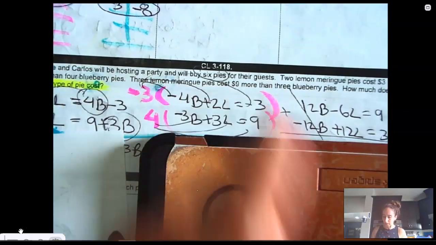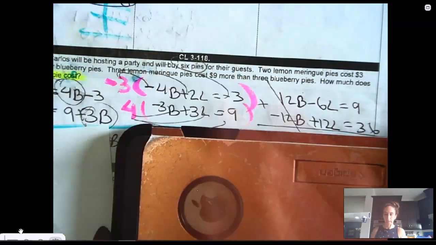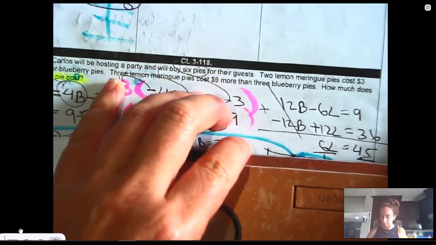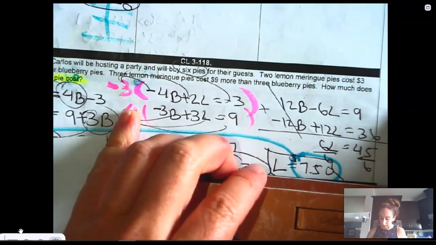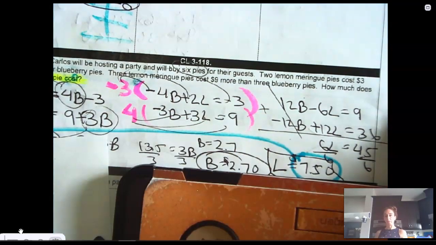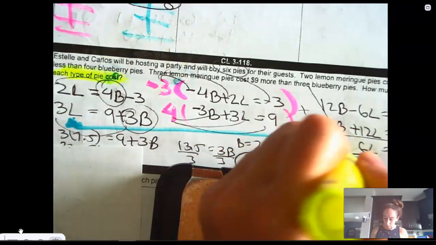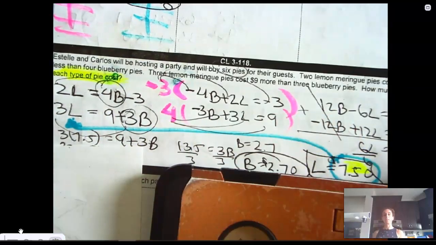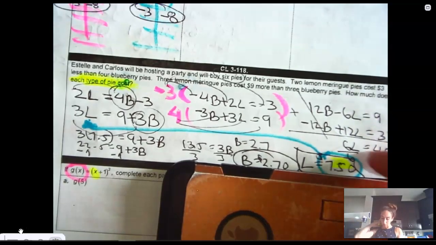So then I multiplied this times this times this. And I got that. Then I multiplied this by this by this, and I got that. And then I added them up and got 6. I divided by 6, and I got L equals 7.5. Well, I had to go back to the question. What did they ask me? They asked me how much it cost. So it's okay that I got a decimal because that's $7.50. So I know that lemon meringues cost $7.50.